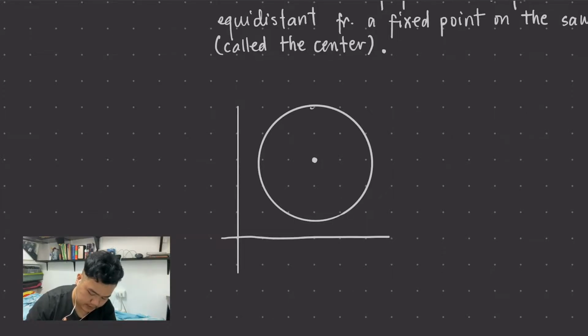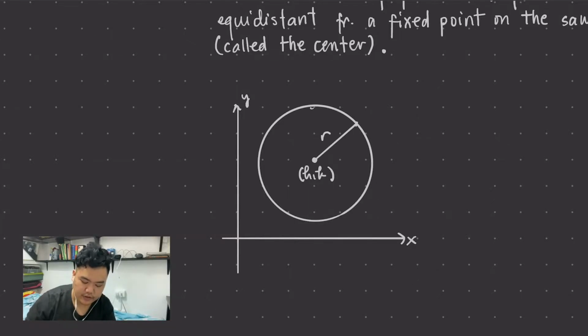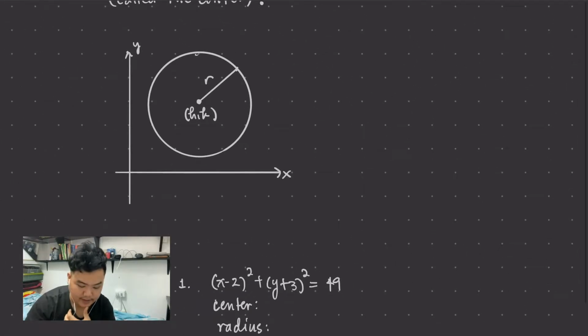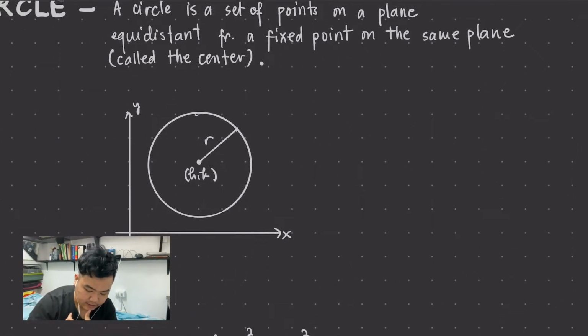Let's say your circle is on the xy plane, and say that the center is (h, k) and its radius is r. So what is the equation of the circle? Let (h, k) be the center and r be the radius. Let us get an arbitrary point on the circle and call it (x, y). So we want to relate this (x, y), (h, k), and r.